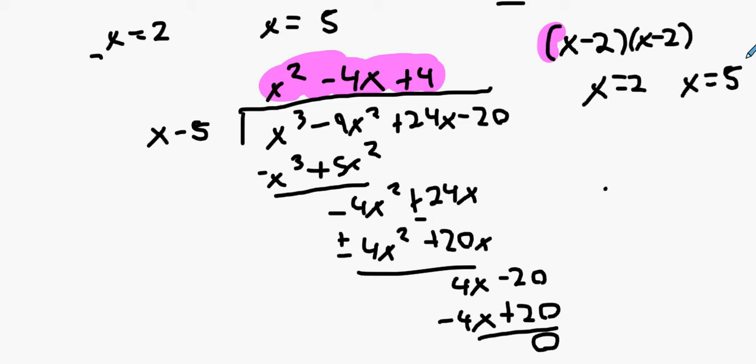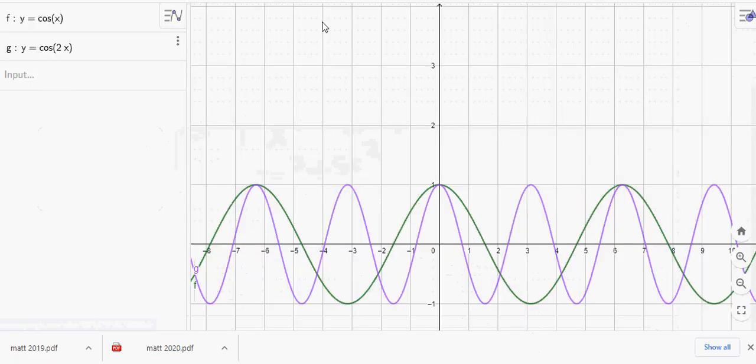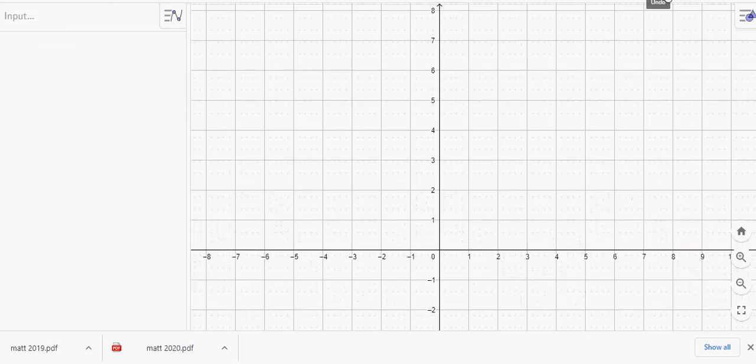It hits it twice. So if I was to get to GeoGebra here, and it's just to basically sneakily draw this, okay? What's the function there, Colin? Give me the equation.